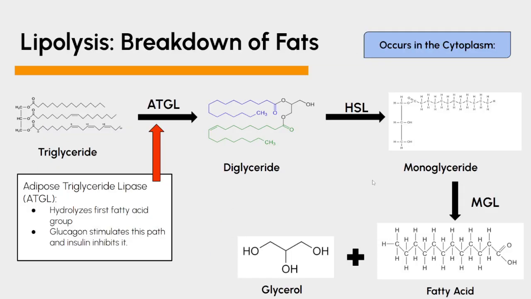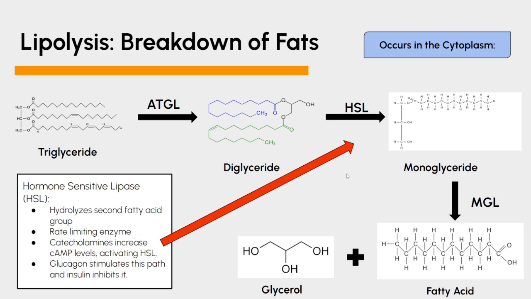Lipolysis is the metabolic process in which fats are broken down into glycerol and free fatty acids. One of the methods in which lipolysis occurs is through hydrolysis. ATGL, or adipose triglyceride lipase, hydrolyzes the first fatty acid group. Glucagon stimulates this path and insulin inhibits it. Since insulin levels are low, there is plenty of glucagon to stimulate this path.